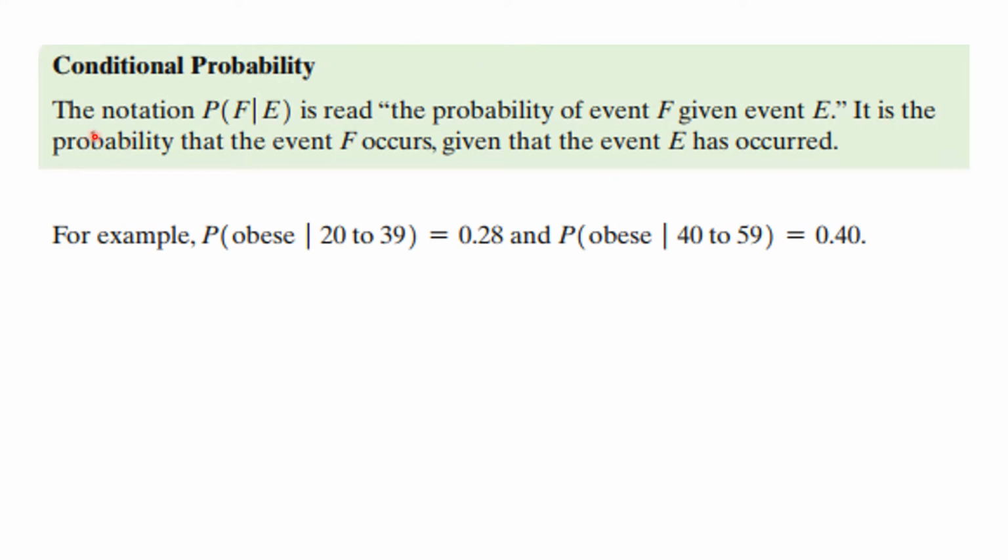So here's the definition, or at least the notation for it. We write P of F given E. So it's P, parentheses, F, the slash is the given mark, and then E. It is the probability of event F given event E. And this is the probability that the event F occurs given that the event E has occurred. So for example, in the example that we just talked about, the probability of obese given you're in this age range is 0.28, and the probability you're obese in this age range is this.